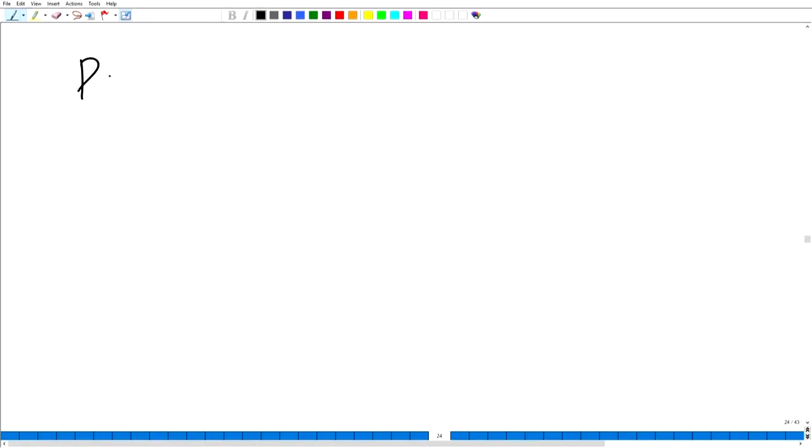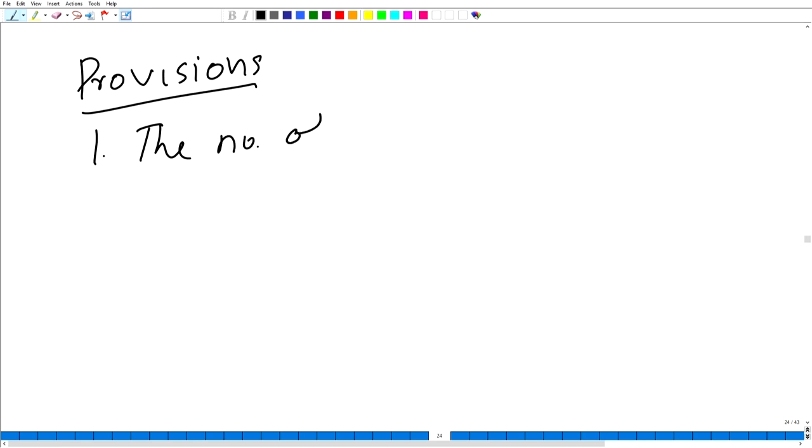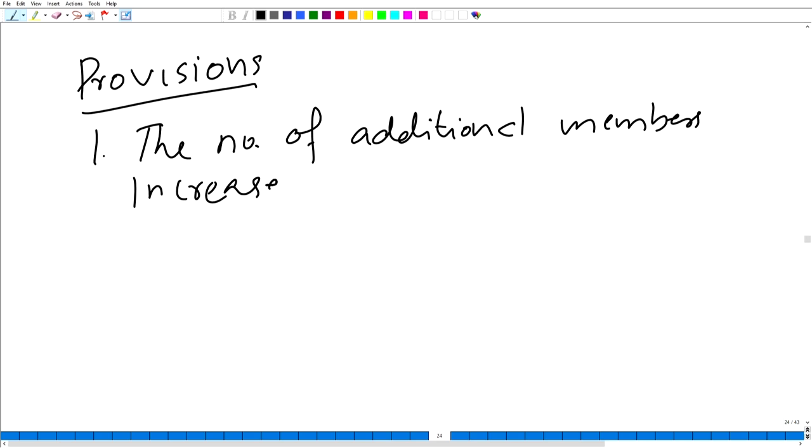Now, we are going to analyze the major provisions. What were the major provisions of the Government of India Act 1909? One, the number of additional members increased to 60 in the Imperial Legislative Council.